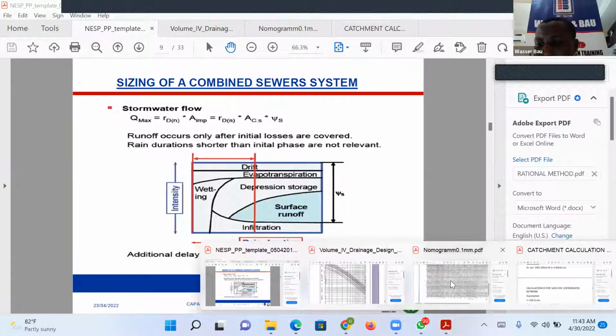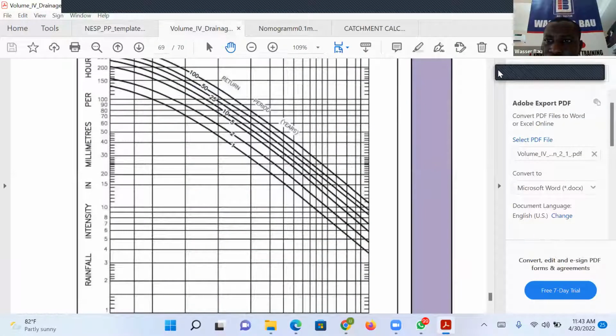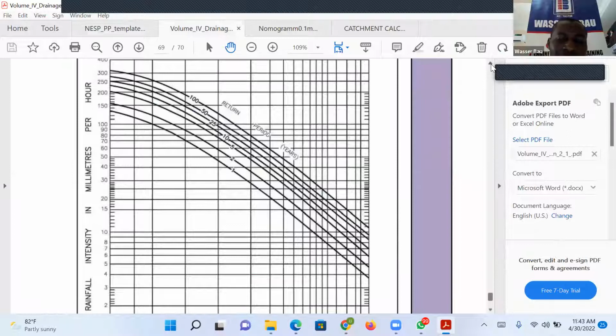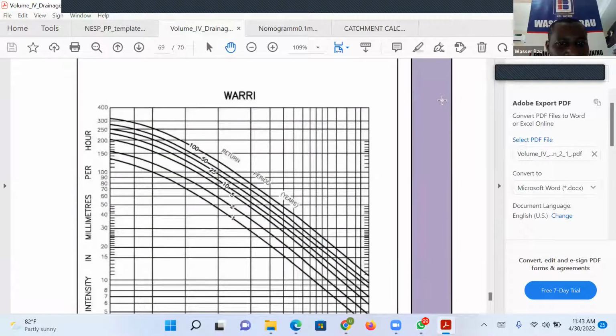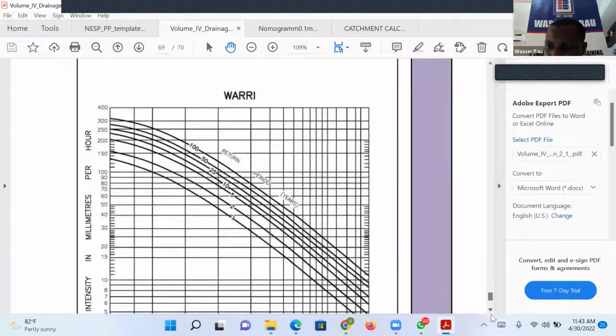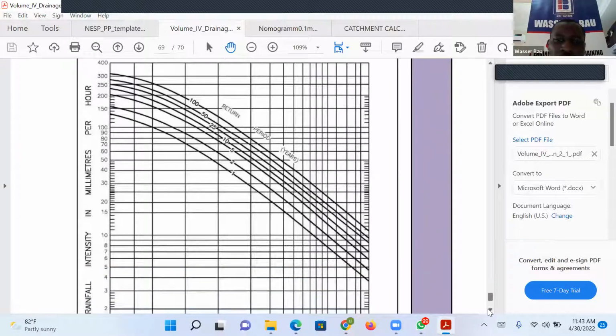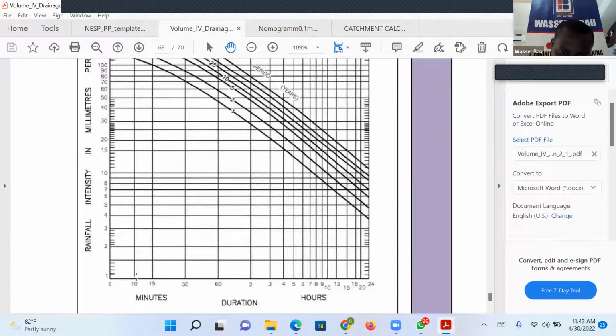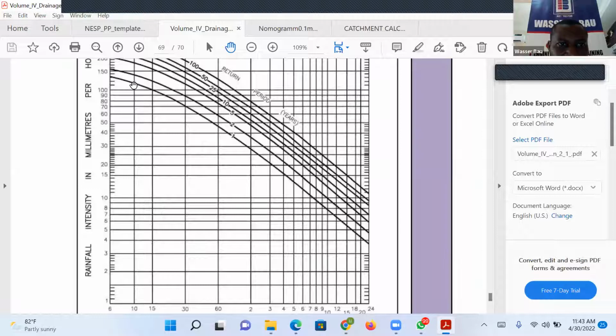So let's assume we're using Warri. And using Warri, we're using 1 year. Remember, we were saying rural area. We're assuming that Warri is a rural area, even though Warri is not a rural area. But let's say Warri is a rural area. So for 10 minutes rate, this is my 10 minutes. I'll go up. So where you have 1, here is 126. Did you see it? 126. So this 126 is now your rain.